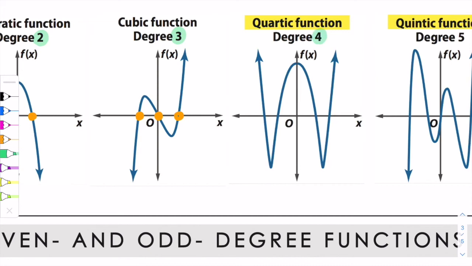A quartic function, degree of 4, can cross up to 4 times, or we could slide this whole function up and maybe it doesn't cross at all. So maximum 4, minimum 0 times.